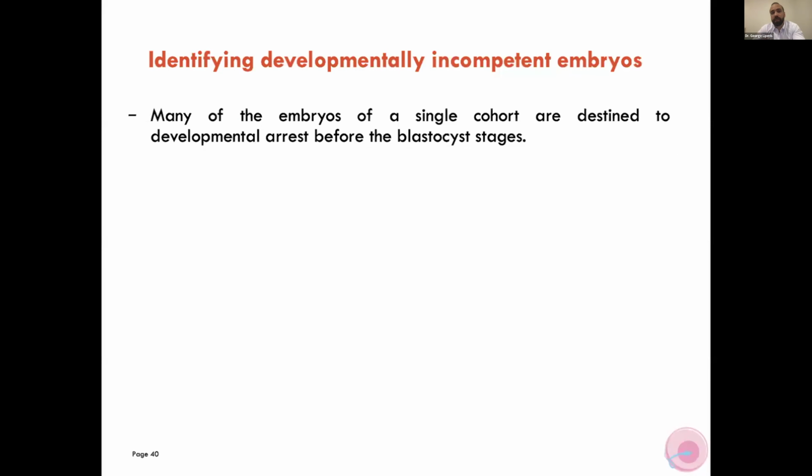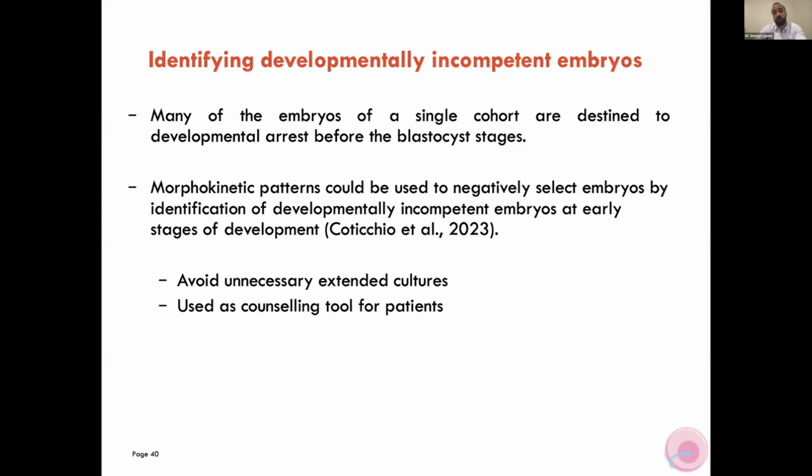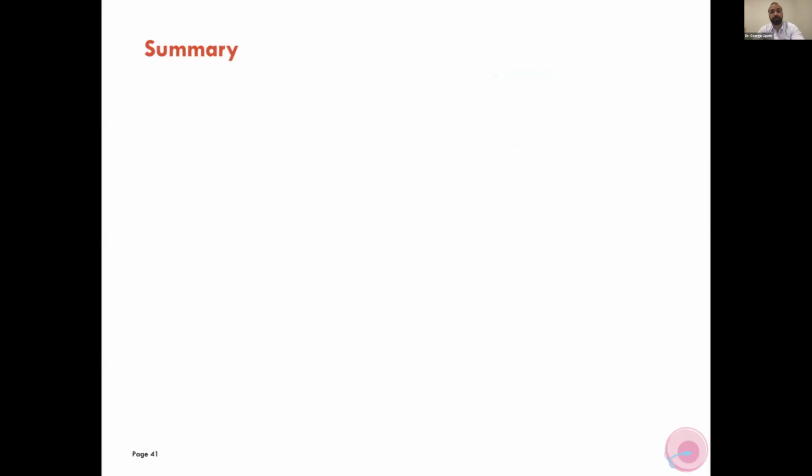Also, assessing embryos on day 3 can potentially help us identify embryos that are not meant to develop and make it to the blastocyst stage. We know that many embryos from a single cohort from a patient are not destined to make it to the blastocyst stage. Therefore, morphokinetics or algorithms could help us to negatively select embryos based on their incapacity to make it to the blastocyst stage. It can help labs to avoid unnecessary extended cultures. It can be used as a counseling tool for patients.